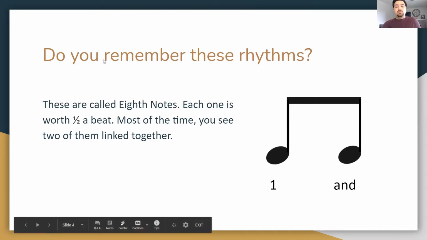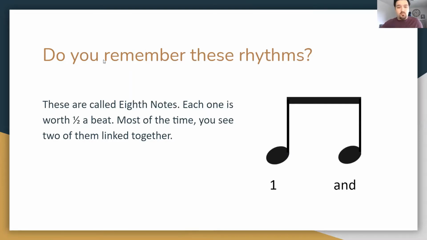All right, well, these are called eighth notes. Each one of them is worth 1/2 of a beat. Most of the time you see two of them linked together. Remember, we have the one and then the second one, and then there's that line in between that ties them together. So when we clap them, we will say one and. So we have one and, 1/2, the other half.